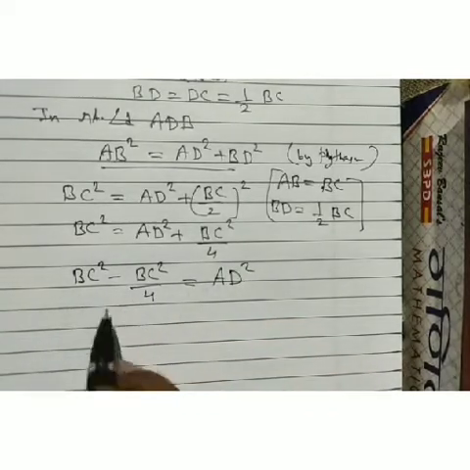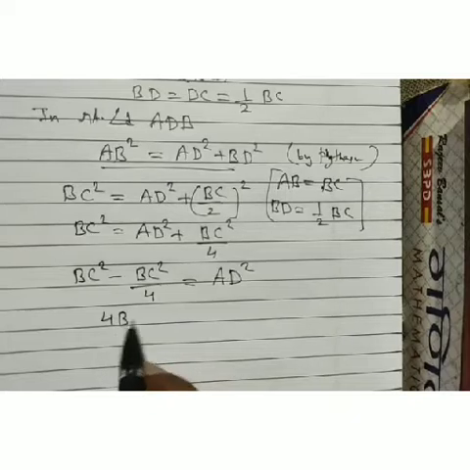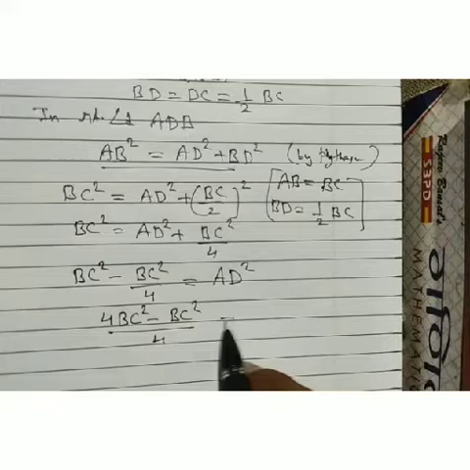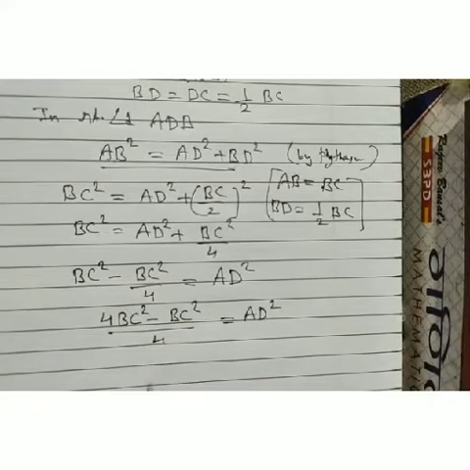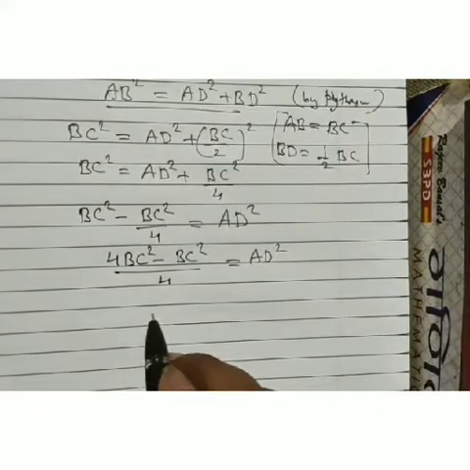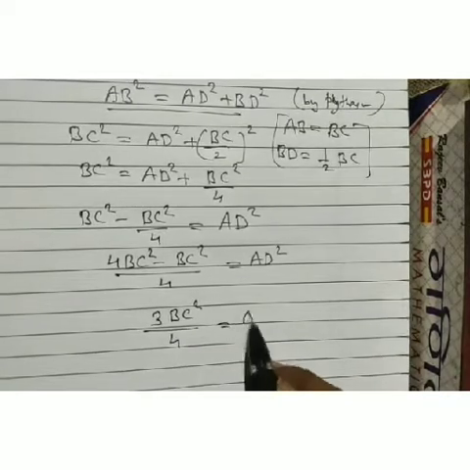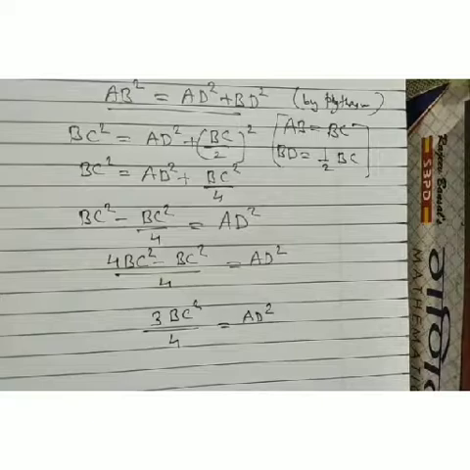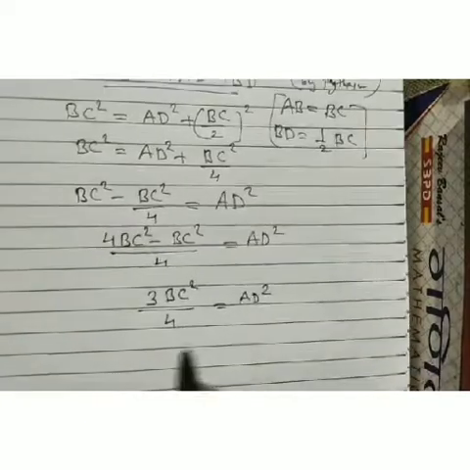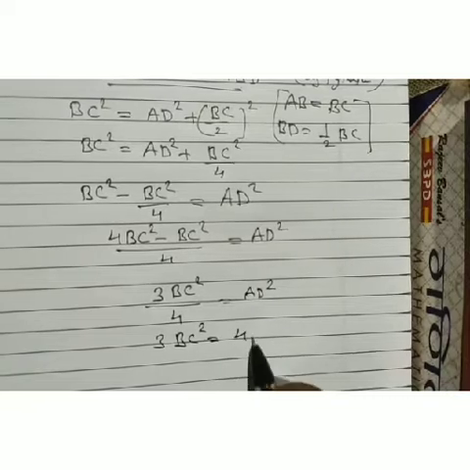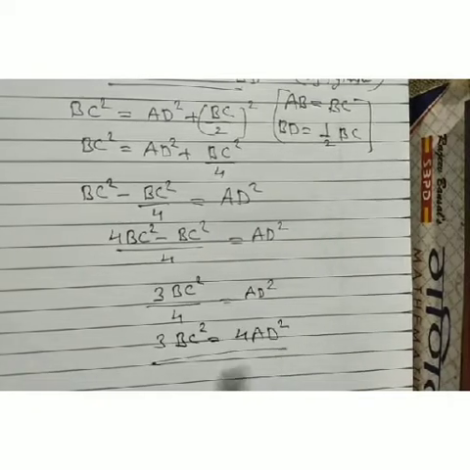Now taking the LCM, we have 4 BC square minus BC square over 4 equal to AD square. Then we have 3 times BC square by 4 equal to AD square. Now we transfer the 4 to our right hand side. Now we have 3 BC square equal to 4 times AD square, which is our required result.